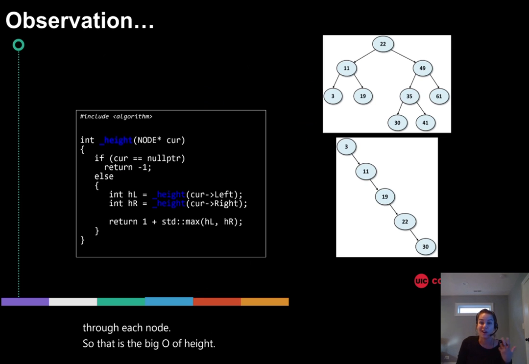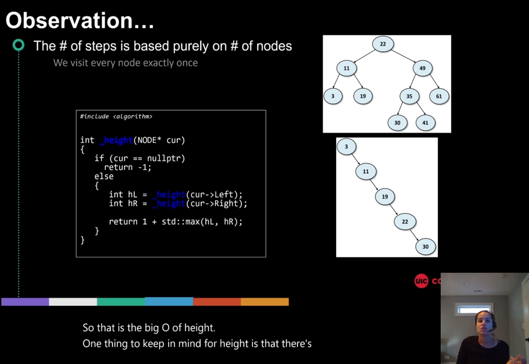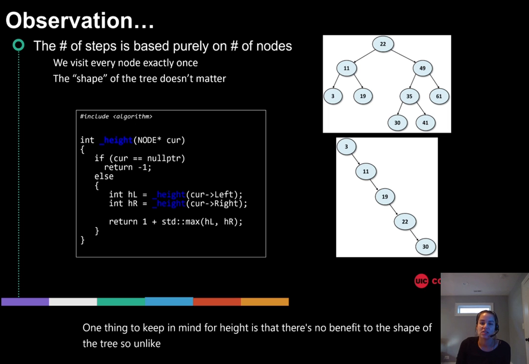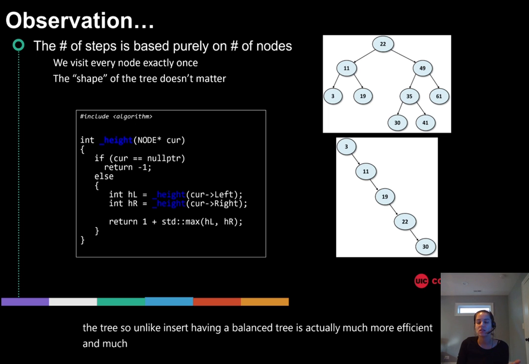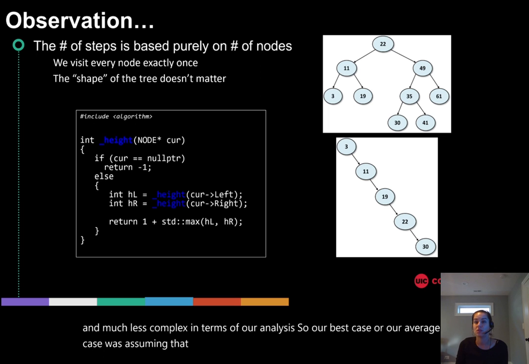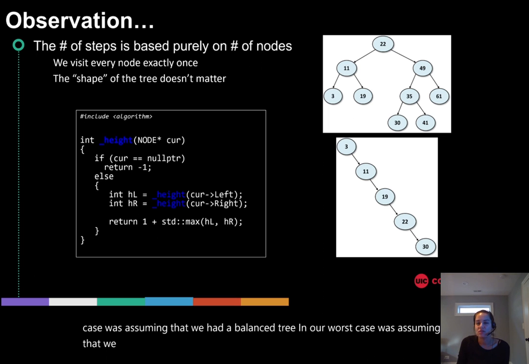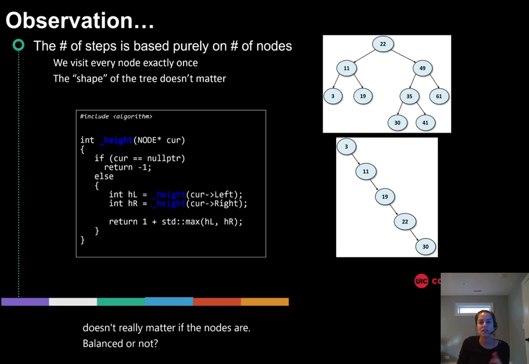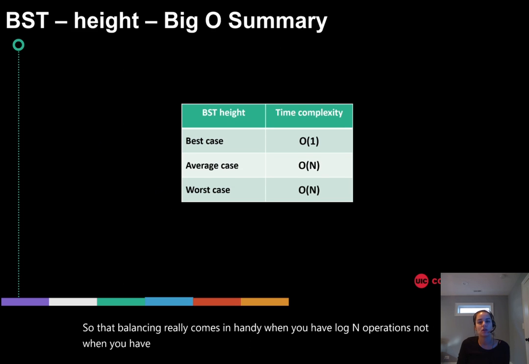One thing to keep in mind for height is that there's no benefit to the shape of the tree. Unlike insert, where having a balanced tree is much more efficient, our best case, or our average case, was assuming that we had a balanced tree, and our worst case was assuming that we didn't. With a height function, you have to visit every node anyway, so it doesn't really matter if the nodes are balanced or not. Balancing really comes in handy when you have log n operations, not when you have n operations. So here's a summary of the complexity that we just went over with height.